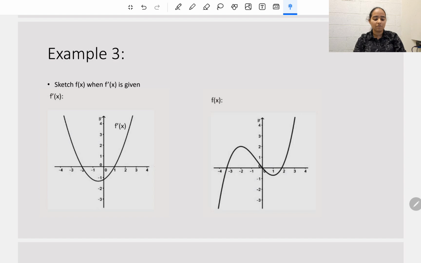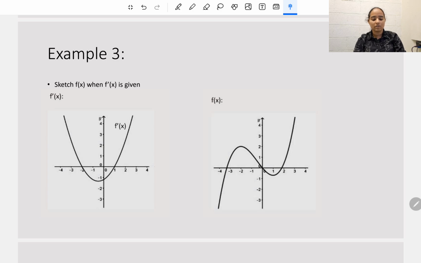So, the interval of increase is negative infinity to negative 2 and 1 to infinity. This is because at these intervals, the function is above the x-axis. And the interval of decrease is negative 2 to 1. This is because f prime x is below the x-axis.